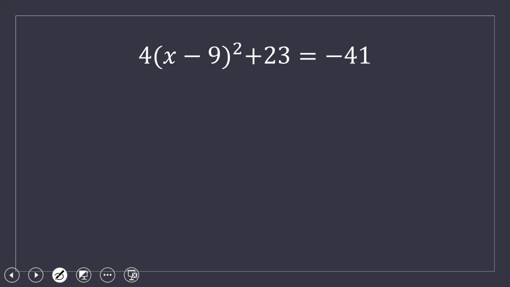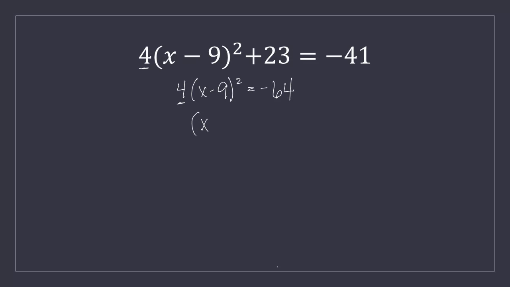So looking at this one, my first step is going to be to subtract 23. I do have to deal with this 4 over here, but remember we always want to add or subtract first. So I'm going to subtract 23, and negative 41 minus 23 is negative 64. Now I'm going to divide by this 4 here. Remember, my goal is to try to get the squared, in this case quantity, by itself, and negative 64 divided by 4 is negative 16.